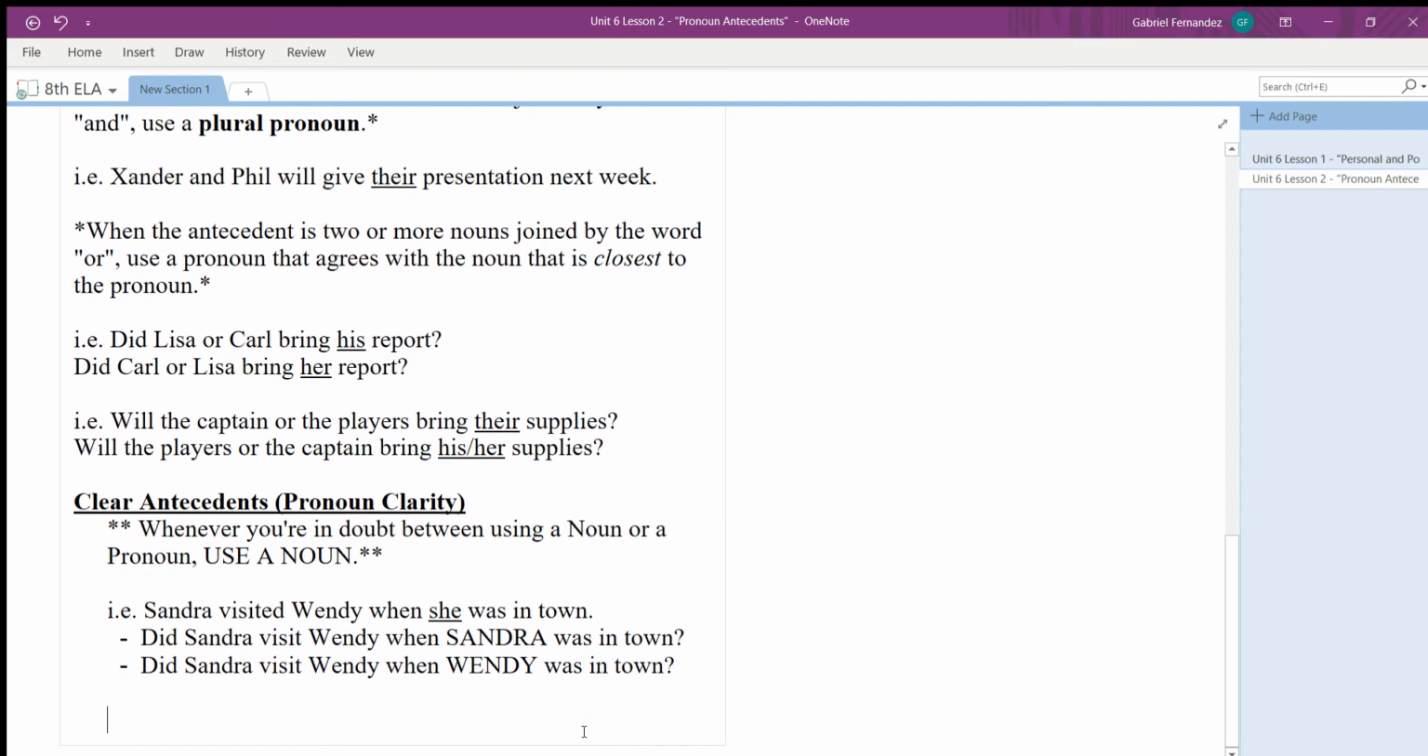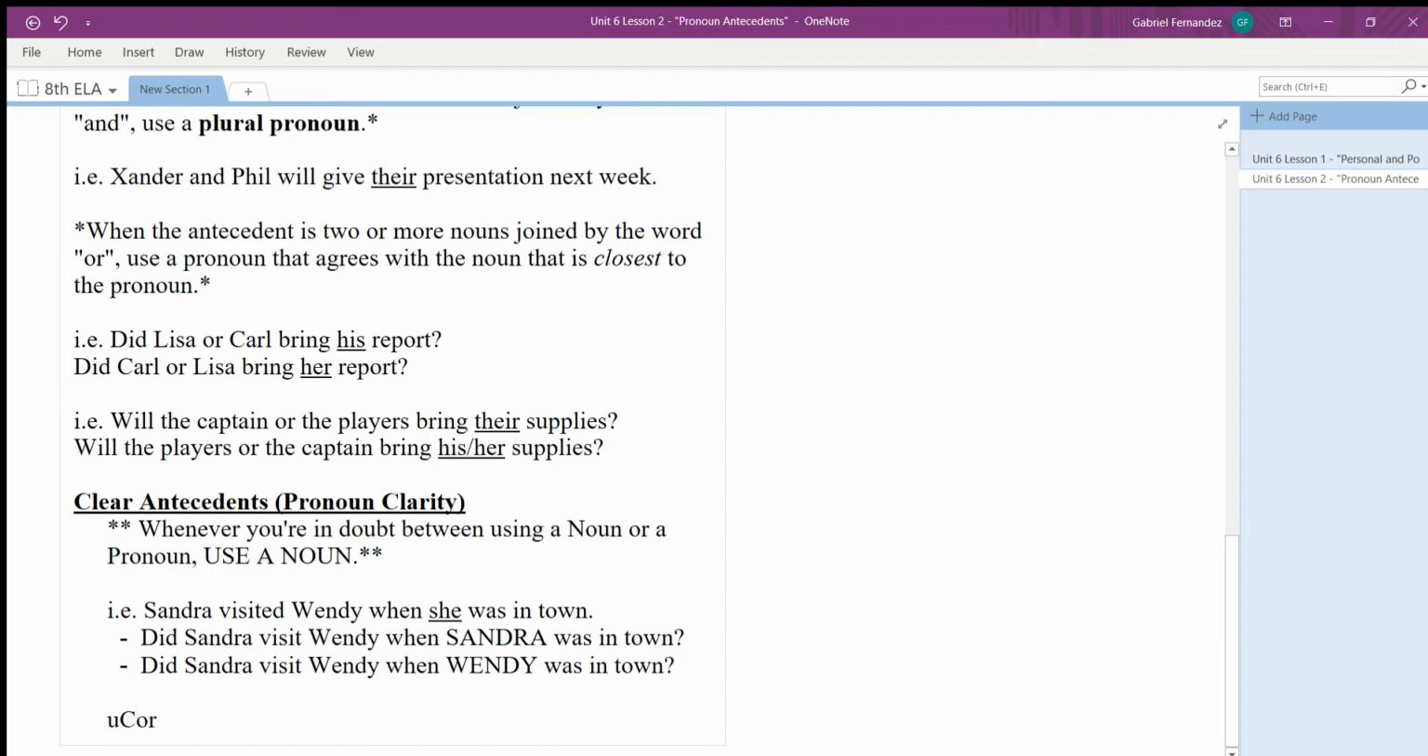If you read that sentence again, because we have a she, and we have two feminine names, two feminine antecedents, we don't know who the she is referring to. Who is the one that left town? There's really no way of knowing. Did Sandra leave? Did Wendy leave? This is why it's so important to be very specific, to use pronoun clarity when you're writing, okay? It's better to use more nouns than it is to use more pronouns.